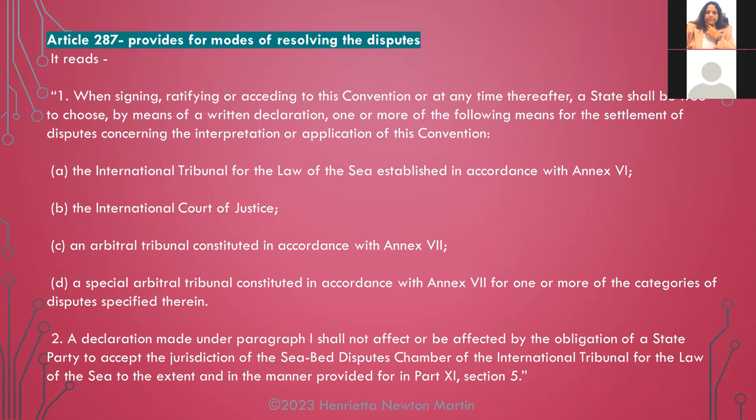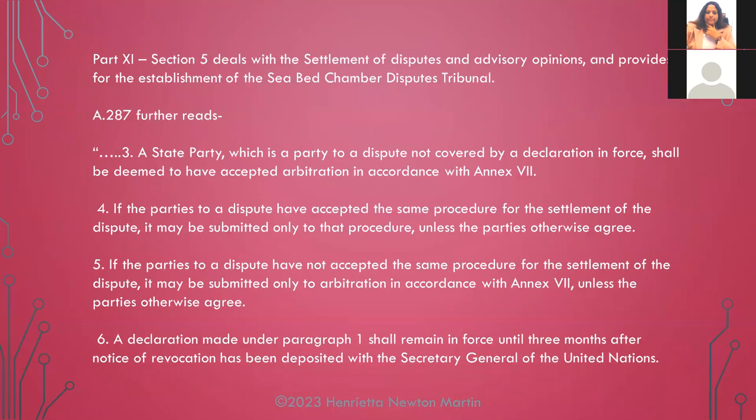A declaration made under paragraph 1 shall not affect or be affected by the obligations of a state party to accept the jurisdiction of the Seabed Disputes Chamber of the International Tribunal for the Law of the Sea, to the extent and in the manner provided under Part 11, Section 5 of the 1982 convention. Now, what does Part 11 talk about?